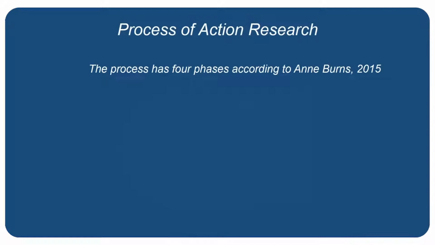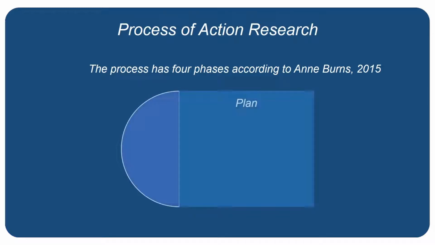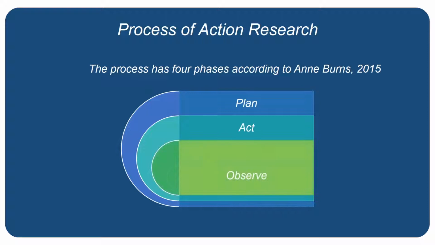Let us now understand, before we go further, the process of action research. The process of action research can be taken as consisting of 4 phases, as per Anne Burns. These 4 phases are: number 1 is plan, number 2 is act, number 3 is observe, and number 4 is reflection. So these 4 phases, plan, act, observe and reflect, constitute the process of action research, which is again a continuous process.